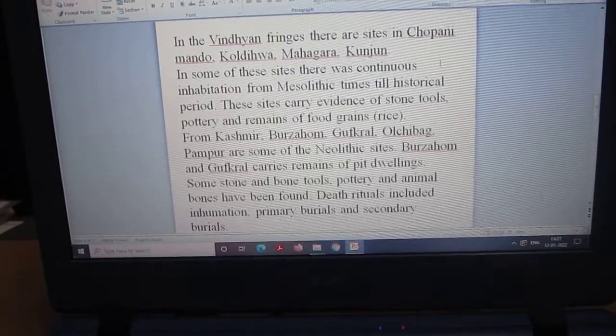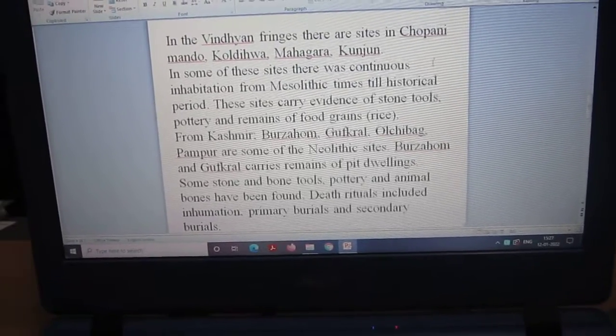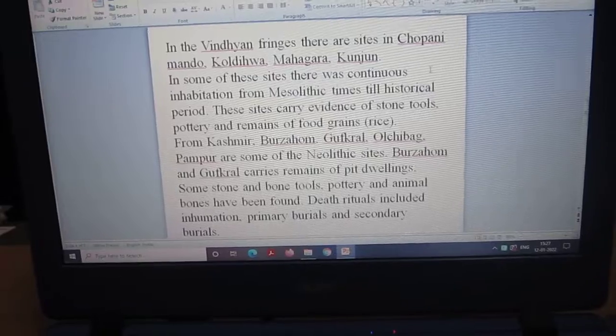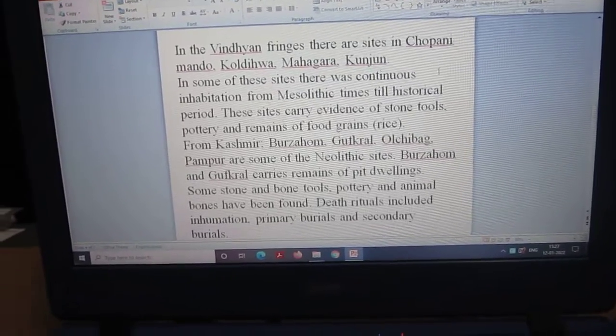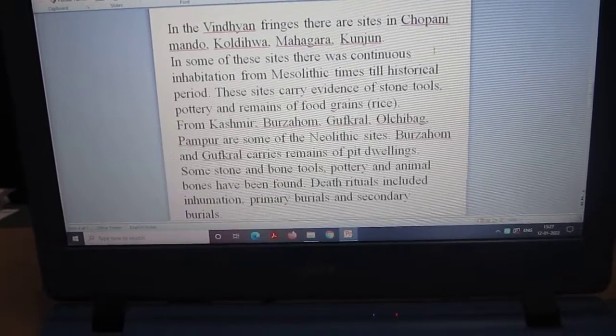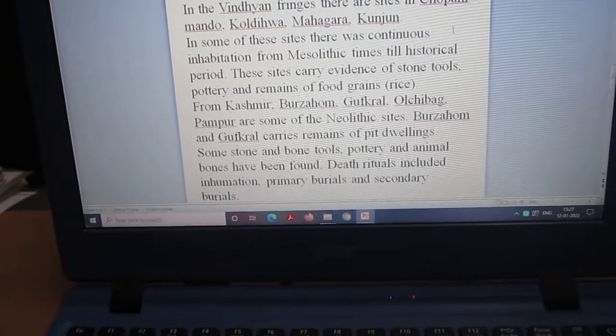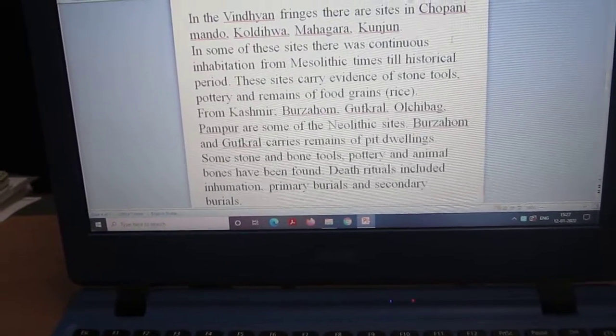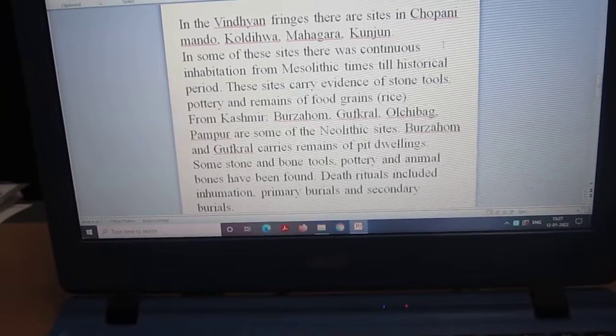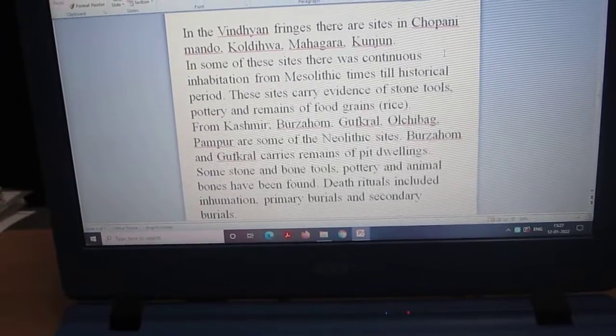Death rituals were also there, so they buried their dead through inhumation, in the case of primary burials and secondary burials. In case of primary burials, the dead was buried, and in case of secondary burial, the dead body was exposed to wild animals and the remains were buried. And we have also found some evidence of grave goods.